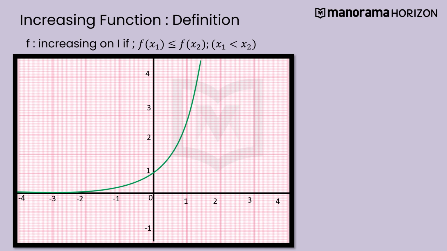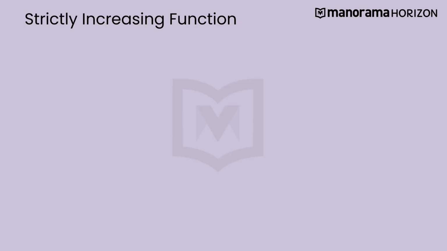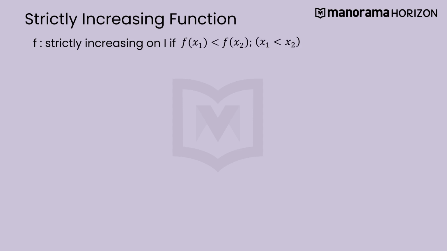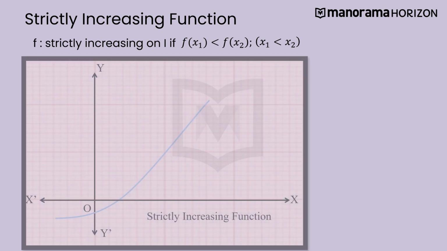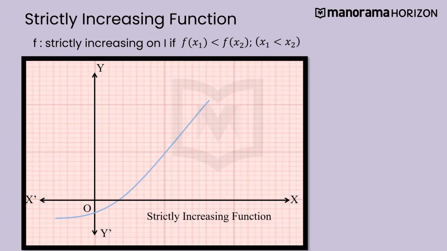Next, we will see what a strictly increasing function is. The function is said to be strictly increasing on I if f of x1 is less than f of x2 whenever x1 is less than x2. This function is called a strictly increasing function. Strictly increasing function means the function will always increase for a domain.